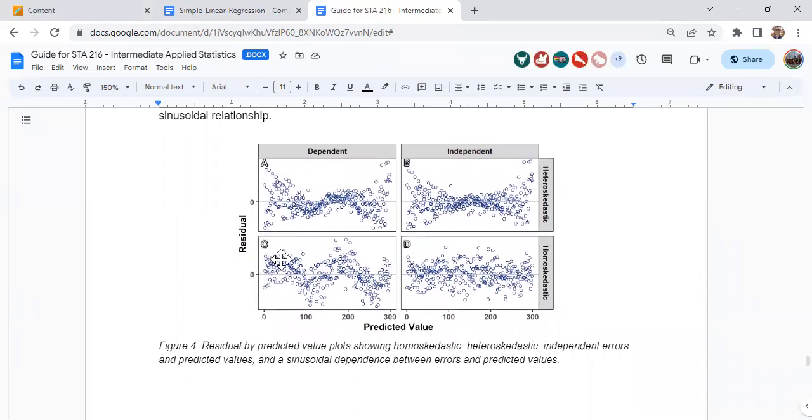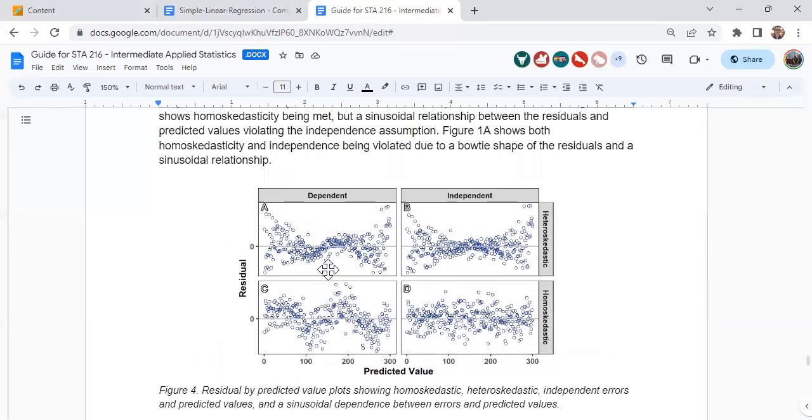And then you can also even have this, I've seen this before in real data, like a sine relationship, an oscillating pattern, which again, because you can use the predicted value to inform you about what the residual is going to be, that's a problem. It violates assumptions. Okay.